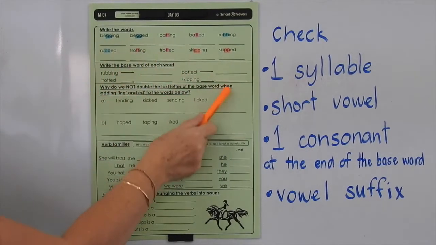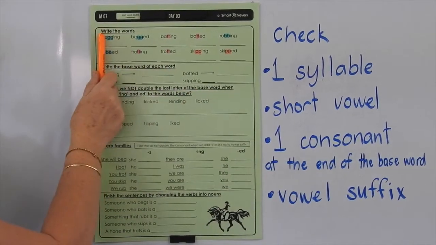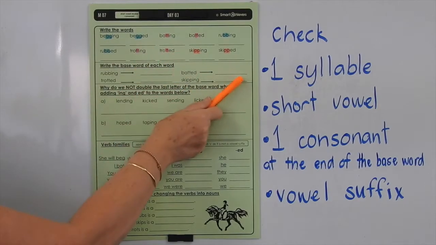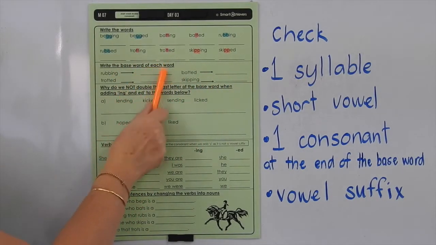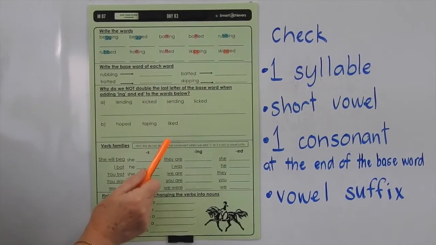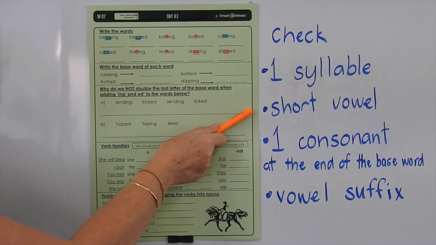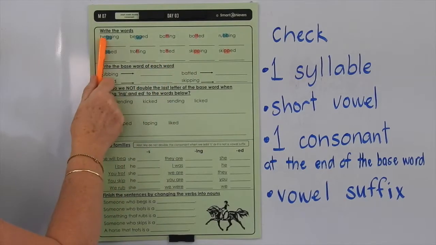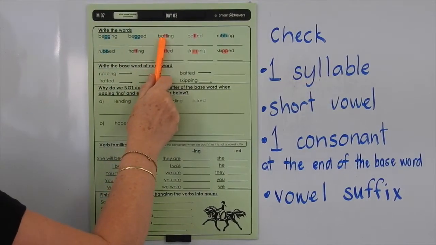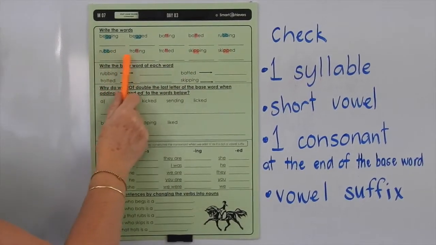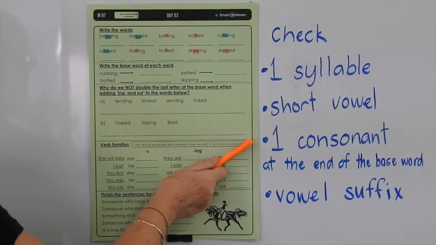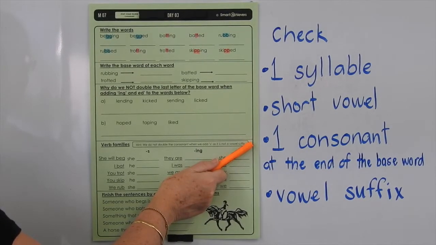Now, there's 4 things we need to ask when we're making that decision. First one is the base word 1 syllable? Beg, bat, rub, trot, skip are all 1 syllable. Do they all have a short vowel in the base word? Yes, beg does. At in bat, up in rub, op in trot, it in skip. Do the base words all end in 1 consonant?